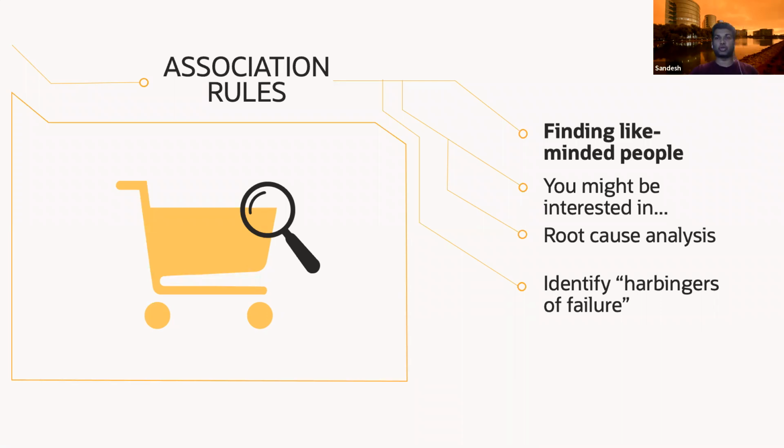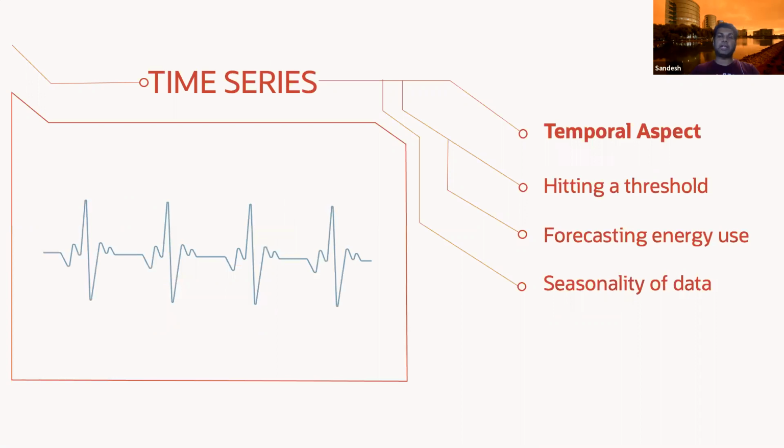So that's association rules. Time series is not an algorithm per se, but it's a kind of data and the algorithms that operate on top of this data. So here are a couple of things you need to know about time series. First of all, everything has a temporal aspect. So it's value over time. That's the way this works. You find things when they're hitting a threshold and you can forecast anything.